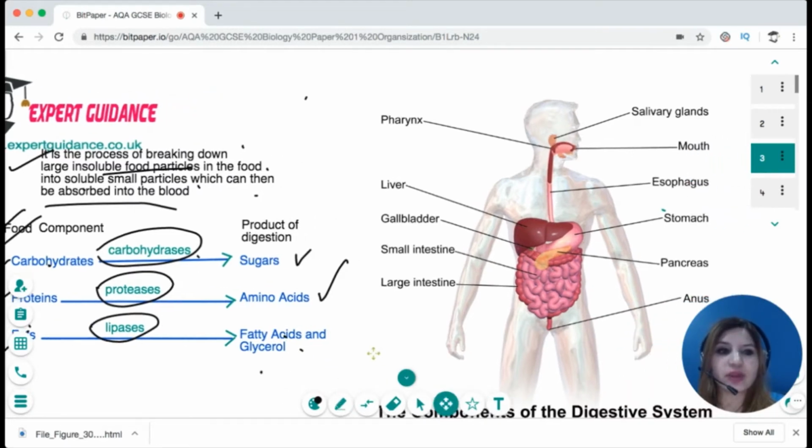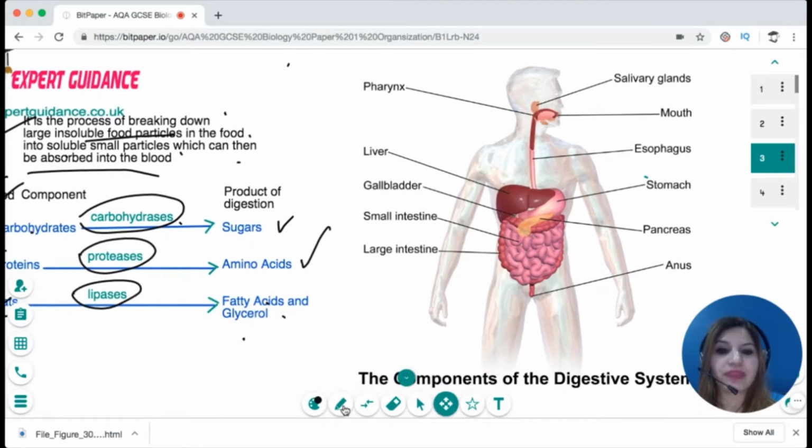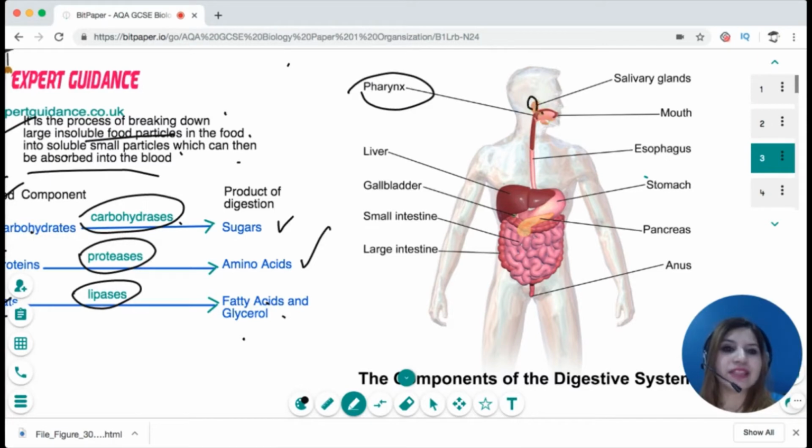Now, this is the structure of the digestive system, and you should know how to label it. It starts with the mouth and the pharynx, and then there are the salivary glands that release saliva, which softens and moistens the food, and saliva also contains the enzyme amylase that begins the digestion of starch to sugars. You must have seen people say that if you chew the food, it tends to taste sweeter. The reason is that the amylase enzyme starts to digest the starch in the food into simple sugars. Then the food is pushed down the food pipe called the esophagus, and then it reaches the stomach.